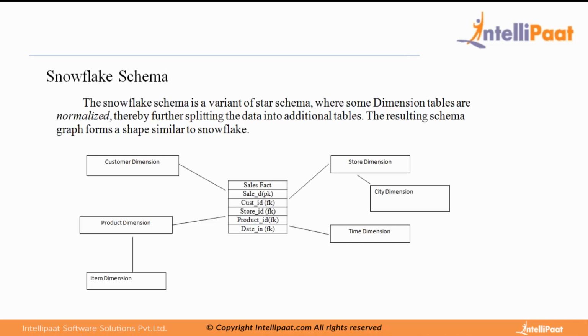So some of the tables you might want to keep as normalized. Not all, but some of the tables you can keep as normalized. The store has been normalized, and city information has been kept aside in a separate table. Similarly, here product information was there, so item information has been cut off from this product table and stored in a separate dimension table. So this kind of structure is a normalized structure, and this is known as your snowflake schema, where it looks like a star, but some dimension tables are stored in a normalized form.